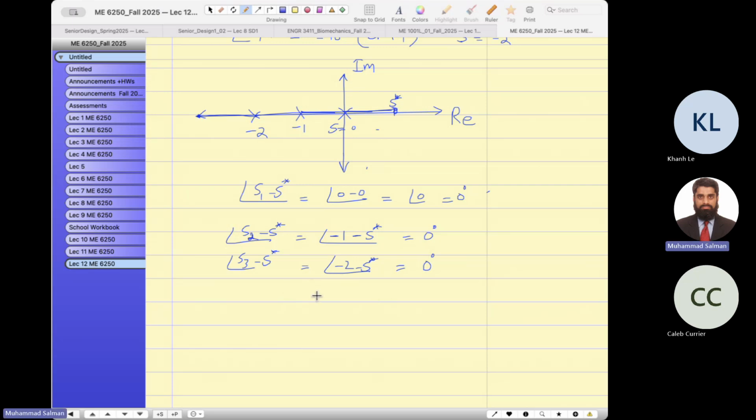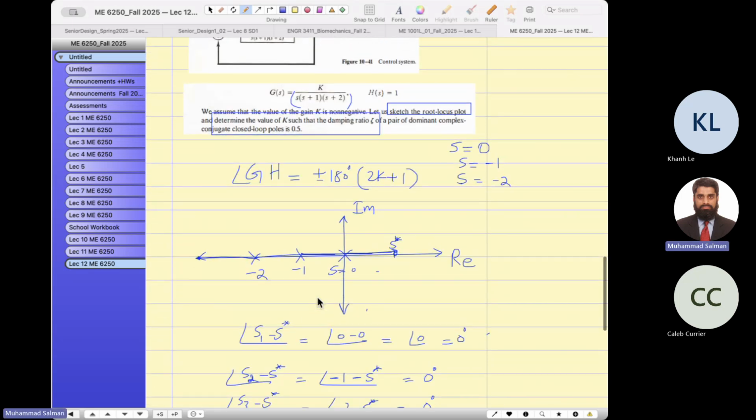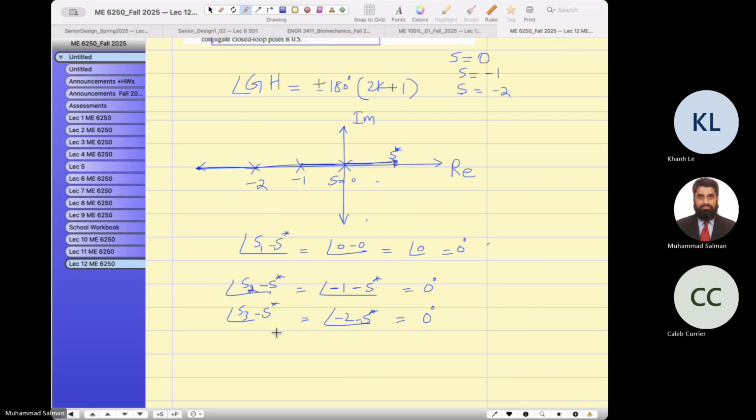Do you think it's fulfilling the criteria? Our angle criteria says that the angle of the test pole, the summation of all the angles, would be equal to 0 degrees. 0 is not equal to 180 plus minus. So this means all this side is not included in our root locus. So then you can select this side.